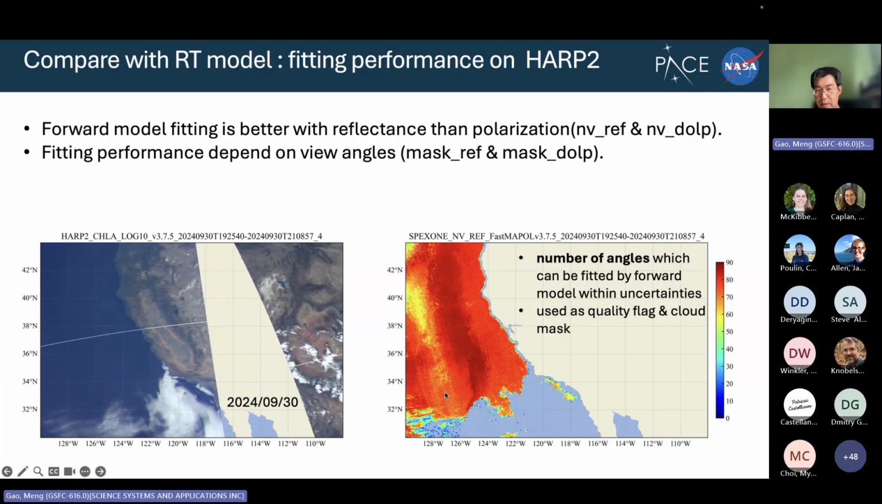We're still trying to understand. And also near the cloud edge, you can see that not any angle can be fitted. That's mostly because of the 3D effect of the cloud.